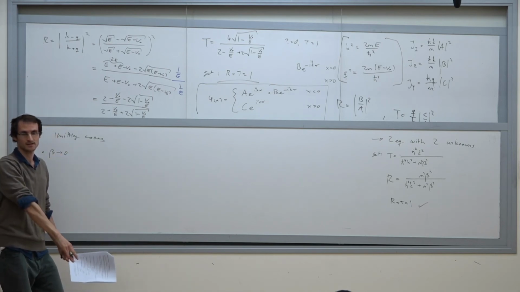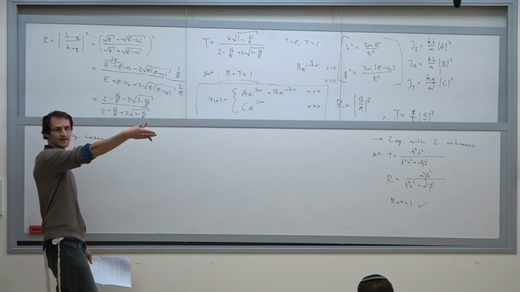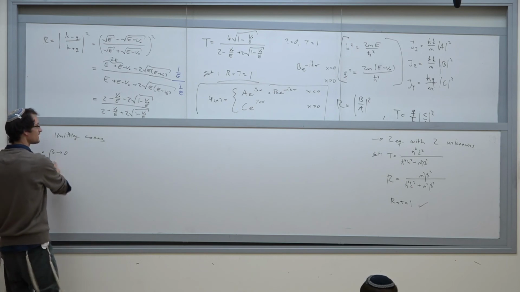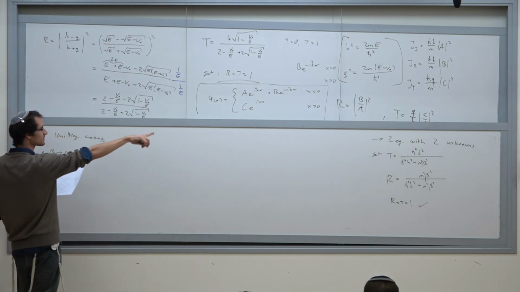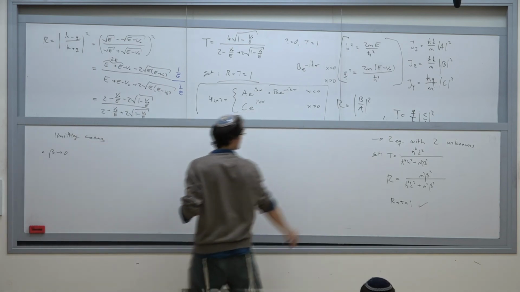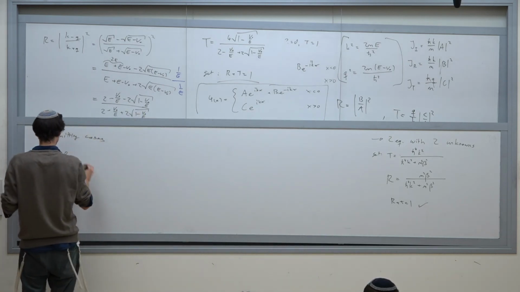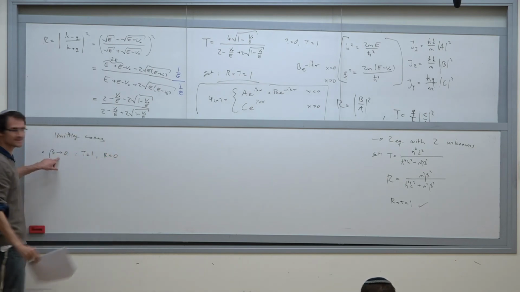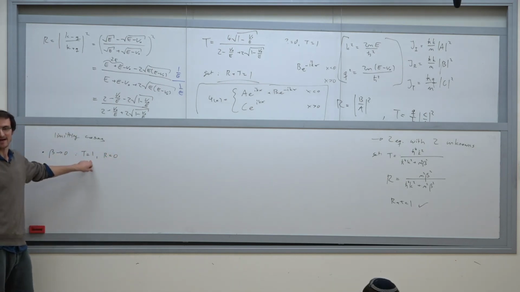So in the limit where beta goes to 0, this is the case where the potential sort of disappears, right? Because the potential is beta times delta of x. So when beta goes to 0, if you look at our coefficients, you will see that t goes to 1 and r goes to 0. So if there is no potential, everything passes. That makes sense, right?